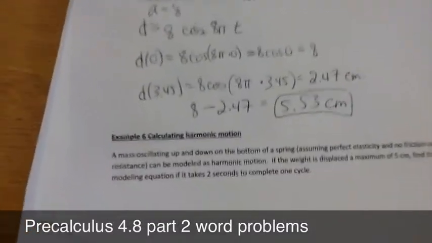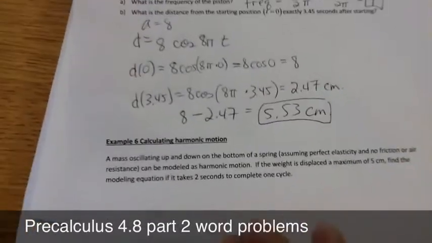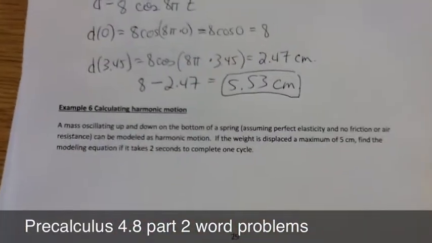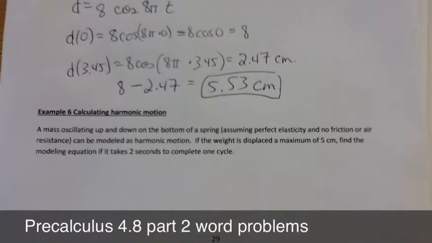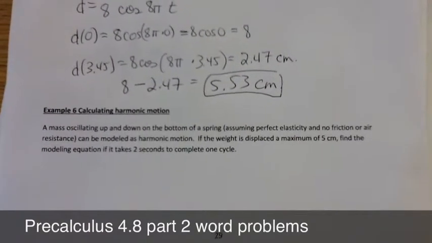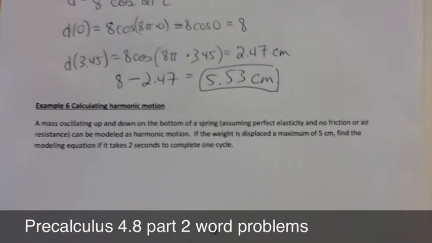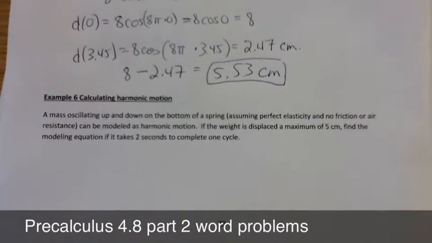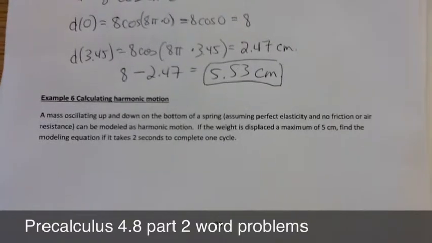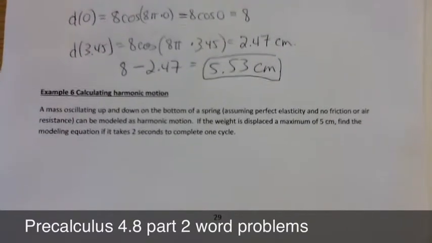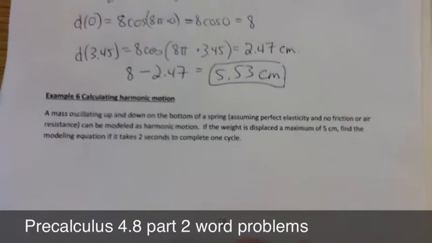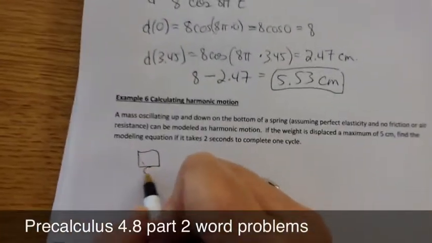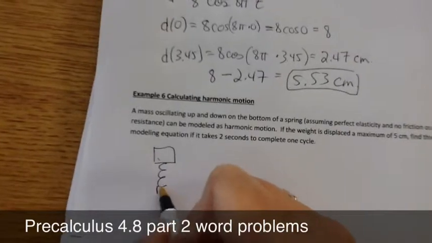Okay? Now let's calculate harmonic motion. A mass is going up and down on the bottom of a spring. We're assuming perfect elasticity. That means it doesn't lose any energy due to friction or air resistance, and it's modeled as a harmonic motion. If the weight is displaced a maximum of 5 centimeters, find the modeling equation if it takes 2 seconds to complete one cycle. So we've got a spring, and here's my weight.